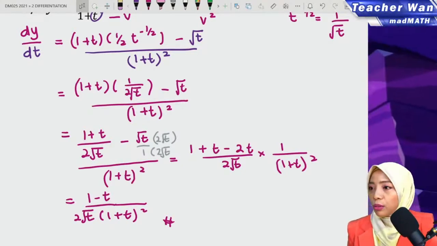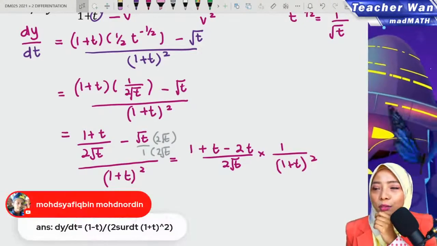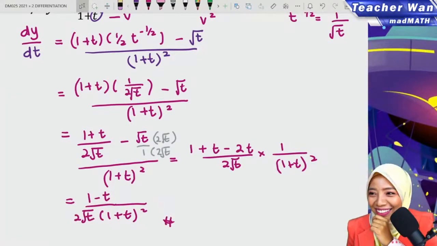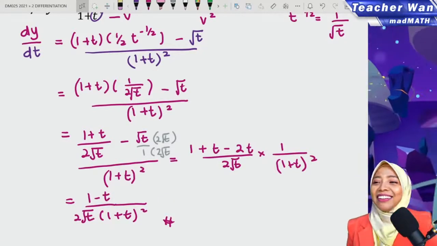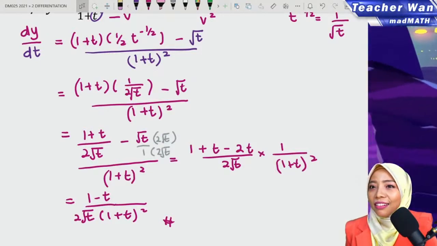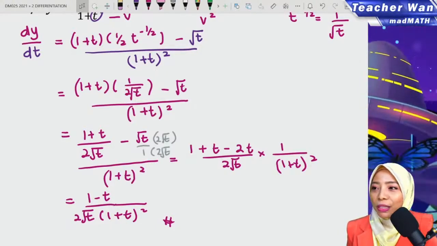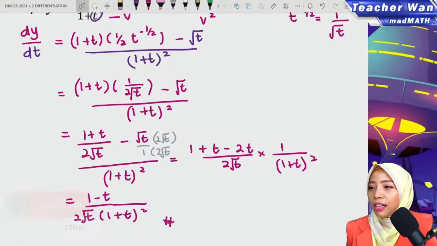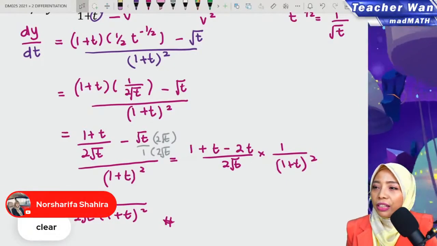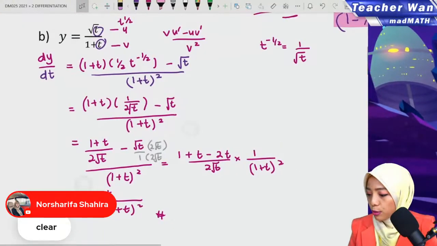Okay, very good. Shafiq bin Muhammad Nordin, this is from which college? Are you a lecturer or a student? Okay, hi. Hi Cikgu Yepi, Cikgu Yepi is from KMP. We have Sufia clear, Sharifah Shahira clear. Okay, if clear, let's move on to the next question.